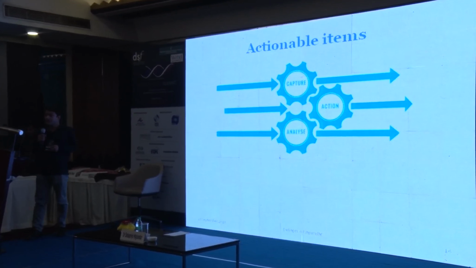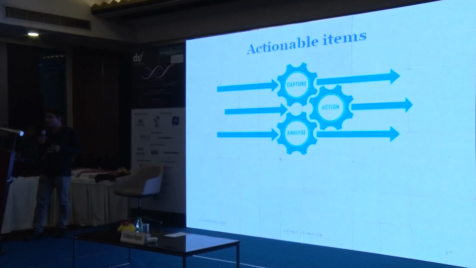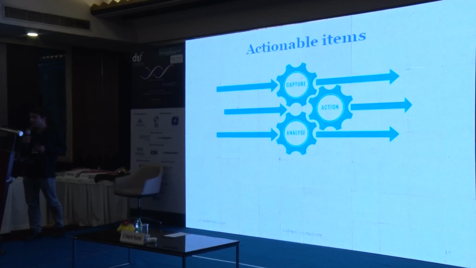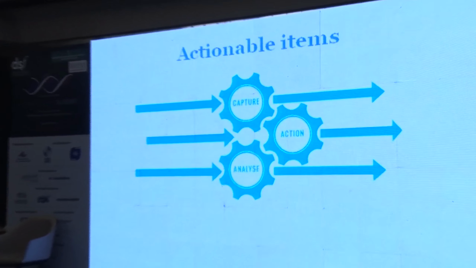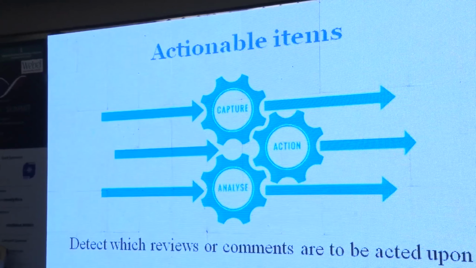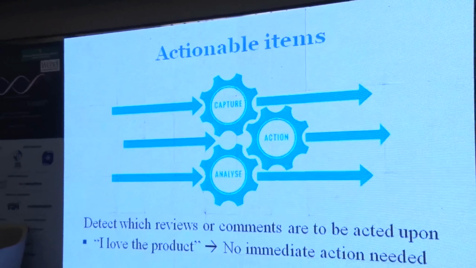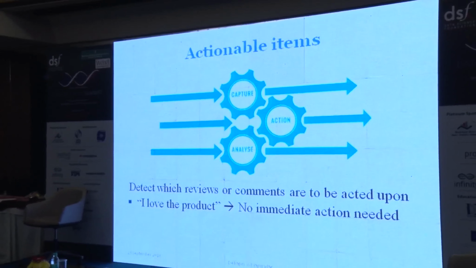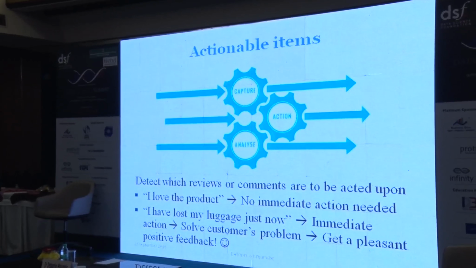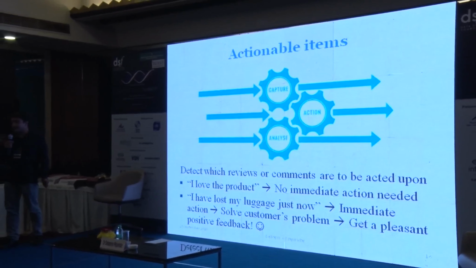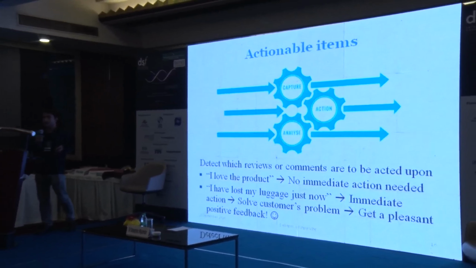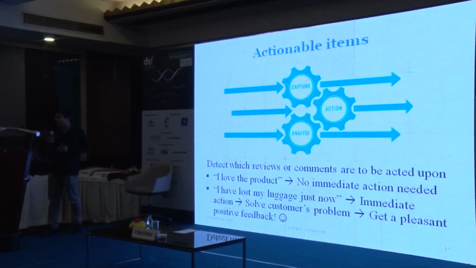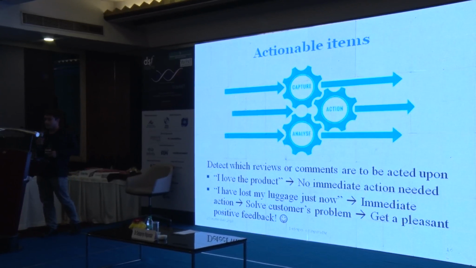And more concretely, you can try to figure out actionable items. What exactly you need to do and when to take care of the customer satisfaction. So for example, detect which reviews or comments are to be acted upon. If somebody says, I love the product, you don't need to do anything immediately. But if somebody says, I lost my luggage just now, you need an immediate action. This is actually a true story. Some airline actually did that. Somebody tweeted that I lost my luggage just now, and the airline immediately saw the tweet and solved the customer's problem by finding the luggage. And immediately the customer gave a very positive feedback, right?